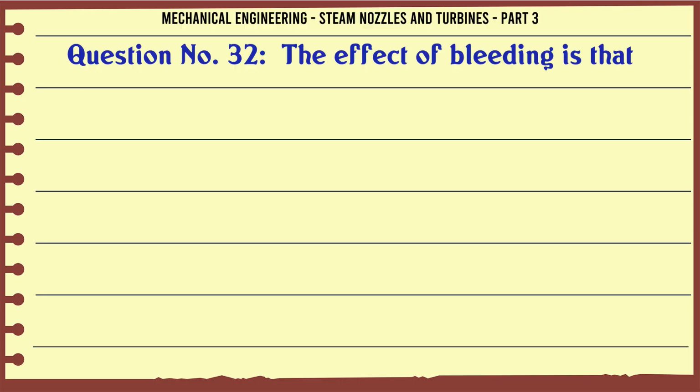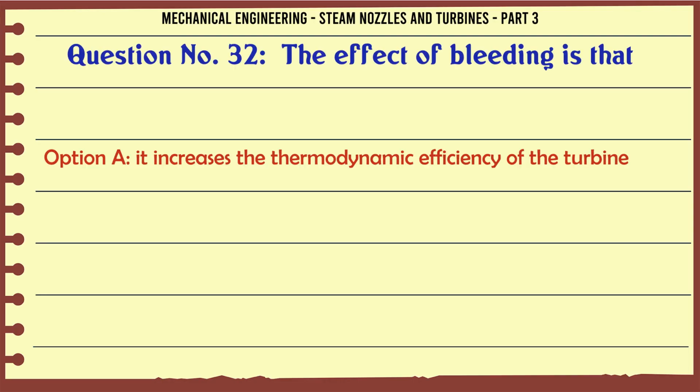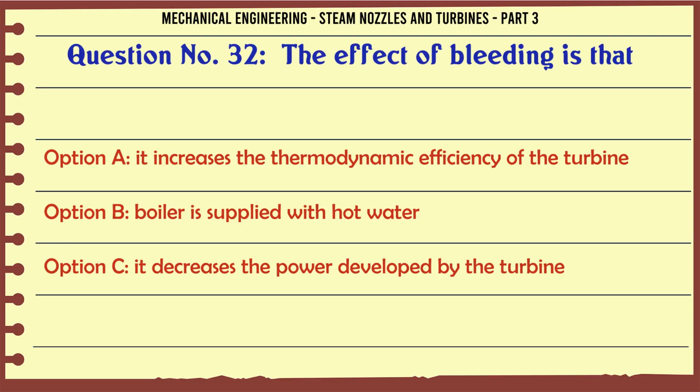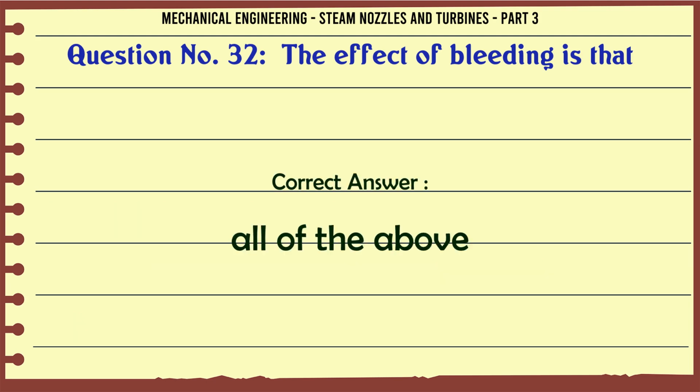The effect of bleeding is that A. it increases the thermodynamic efficiency of the turbine. B. Boiler is supplied with hot water. C. It decreases the power developed by the turbine. D. All of the above. The correct answer is all of the above.